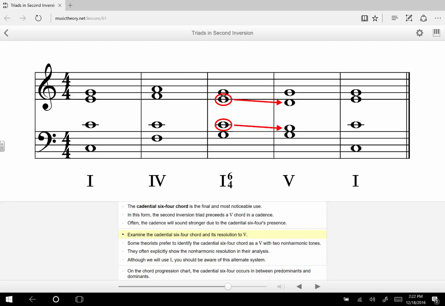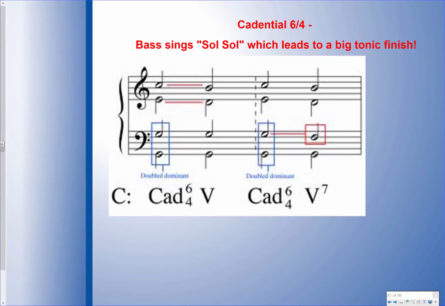Remember that a cadential 6/4 chord will always be a 1, 6, 4 directly followed by a 5 in root position. And that creates sol, sol in the bass, eventually resolving to the 1 chord, do. So let's do another recap of the cadential 6/4 chord. Okay, this is a key of C, and in a cadential 6/4 chord, the bass will sing sol, sol, which will lead us to a big tonic finish. So look here in the first 2 chords, we have a cadential 6/4, that's a 1, 6, 4, going to a 5 chord in root position.